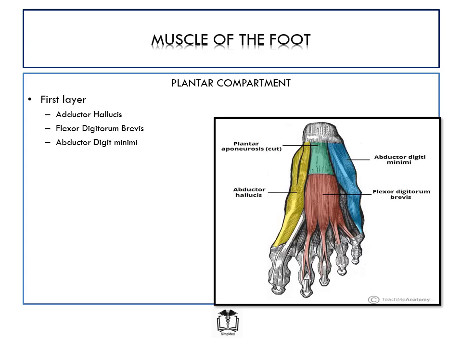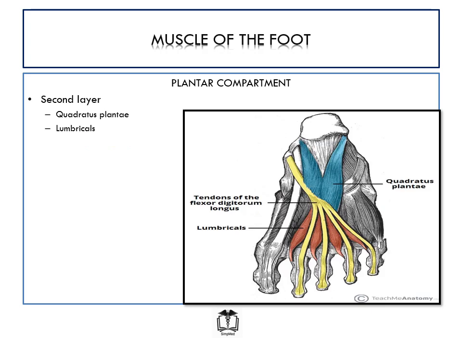The first layer of the plantar compartment muscles of the foot includes three major groups of muscles. These are the adductor hallucis muscle here in yellow, the flexor digitorum brevis muscle in brown, and the adductor digiti minimi in blue. Each of these muscles is supplied by a similar nerve. They're supplied by the medial plantar nerve.